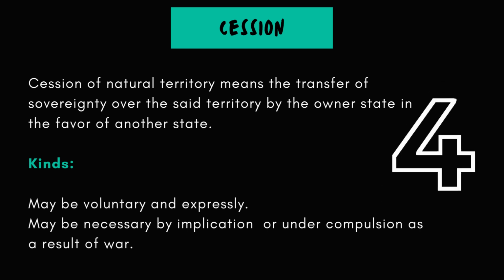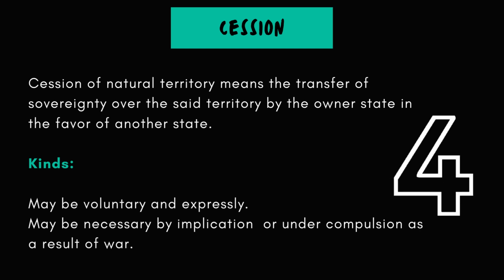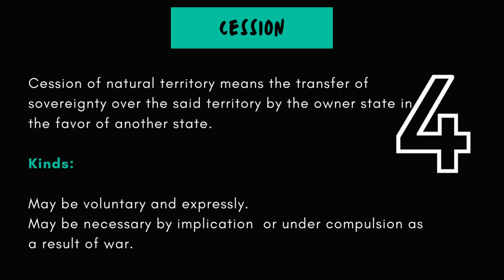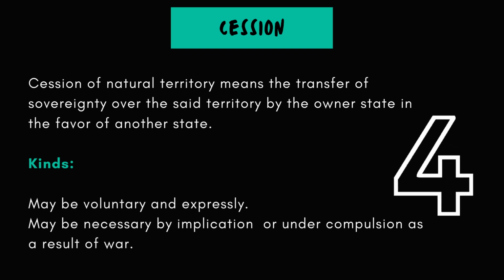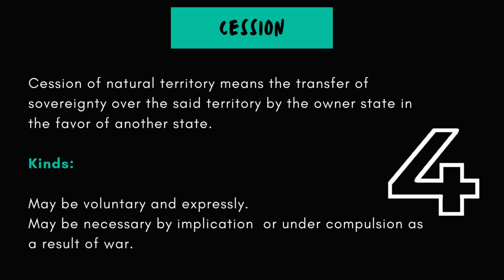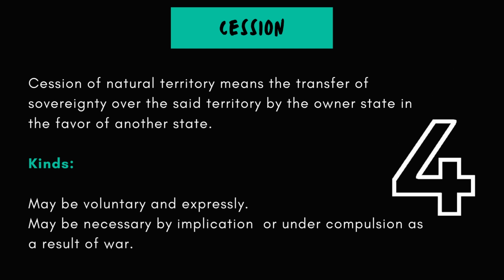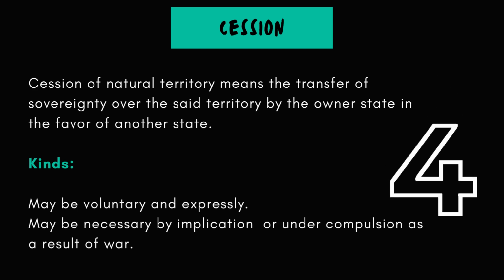Acquisition of territory also occurs through cession. Cession of territory means the transfer of sovereignty over the said territory by the owner state in favor of another state. It is of two types. It may be done voluntarily and expressly. It may be necessary by implication or under compulsion as a result of war.